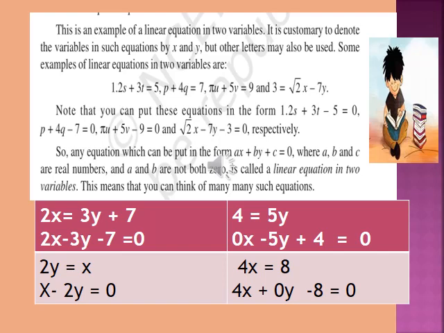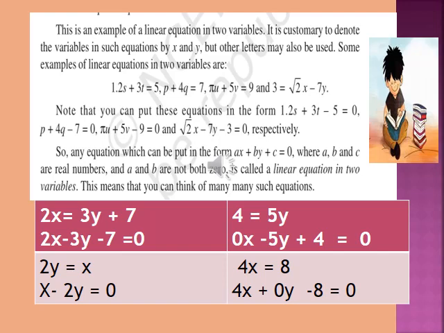See here, 4 is equal to 5y. The x term is missing, but still we have to write it in the standard form. So what we will do is, in place of the coefficient of x, we will write 0, because we are aware that 0 multiplied by any number means 0. So here the term of x is missing, so we will write it as 0x minus 5y plus 4 equals 0.